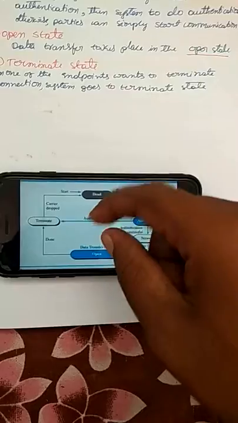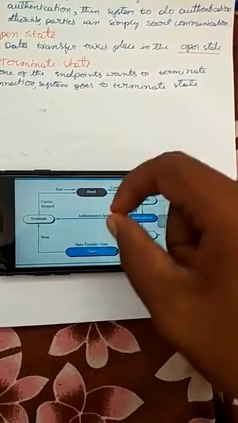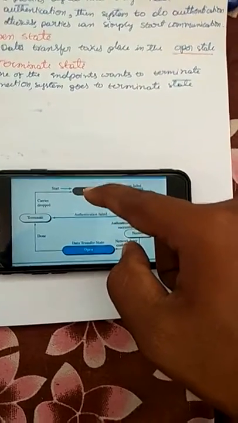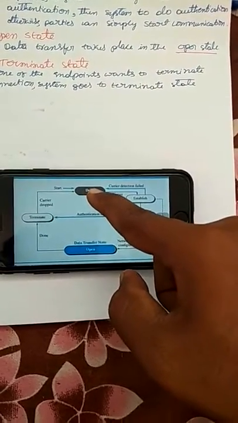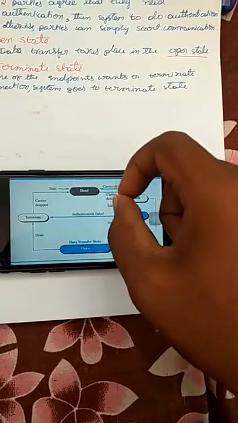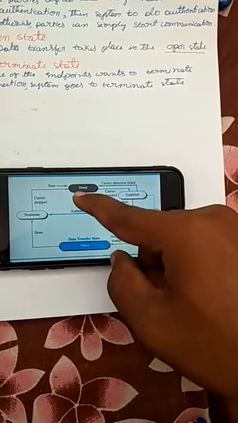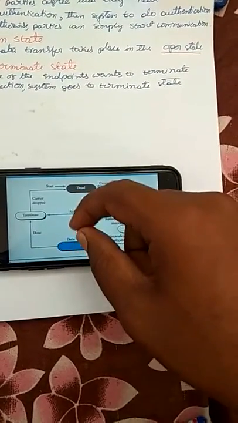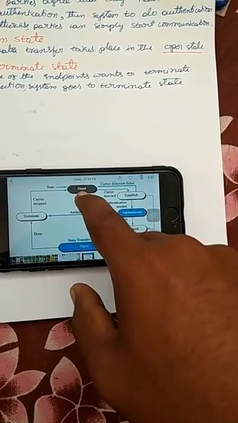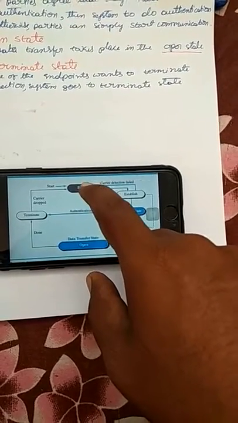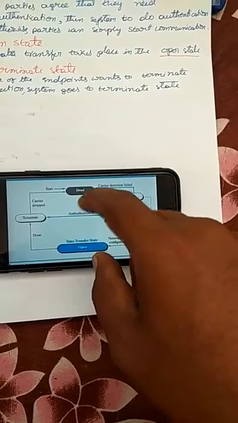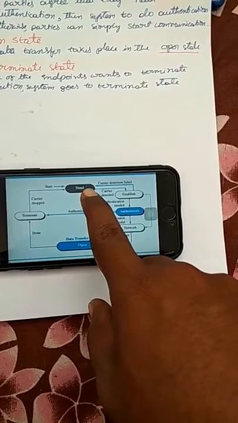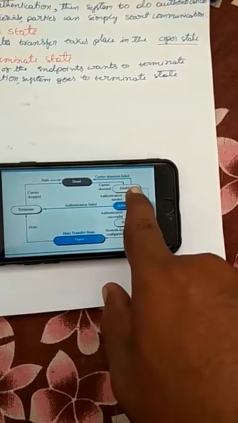How does it work? The transition always starts from the dead state. In dead state there are no active carriers and the line will be quiet. The dead state is a physical layer state, there is no active carrier, so it will be in the quiet state. When two parties begin to communicate, the dead state will move on to the establishment state.